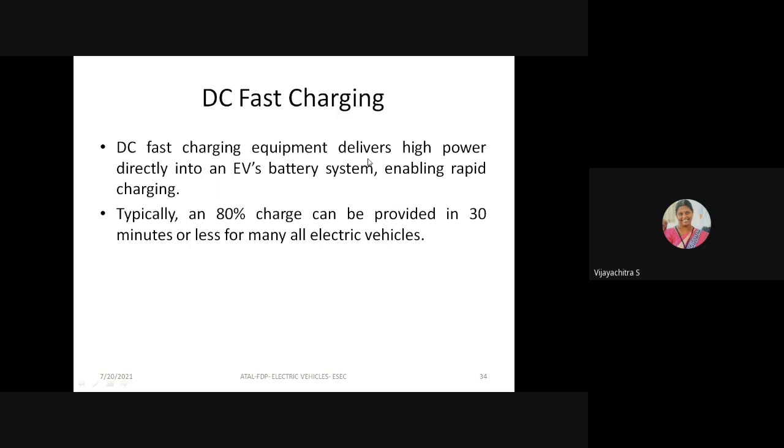And coming to the third one, this is DC fast charging.